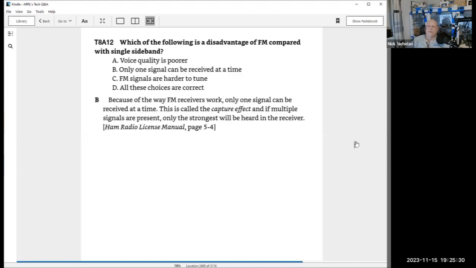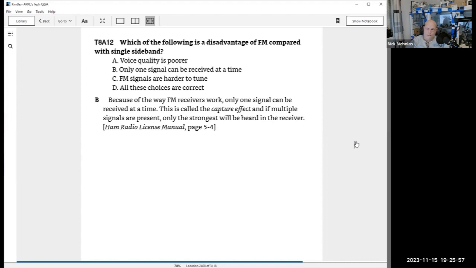Which of the following is the disadvantage of FM compared to single sideband? B, only one signal can be received at a time. And I've got to answer that one with an explanation. An FM detector has what's called the capture effect. It captures the strongest signal that it receives, locks into it, and rejects all the others.